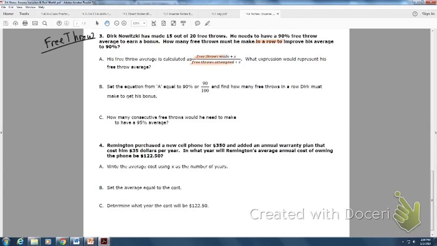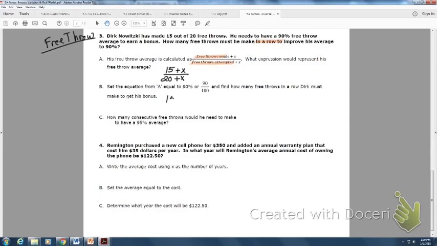Now what we're going to find is adding that x, that's going to be able to help us find what he needs in order to get to that. So after that it says what expression would represent the free throw average. So currently he is 15 out of 20. And then we're going to add x to the end of both of those. So after that, we're going to set that equal to 90%, or 90 over 100, and find how many free throws in a row we must make to get to that 90%.